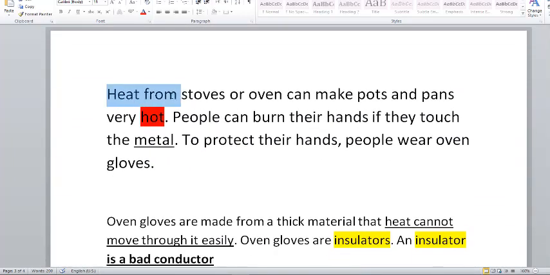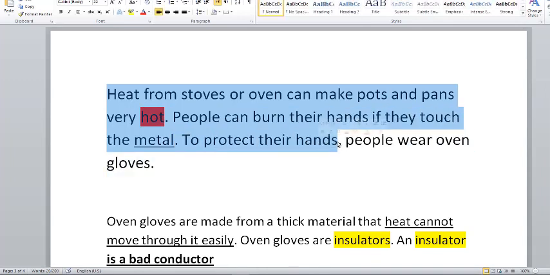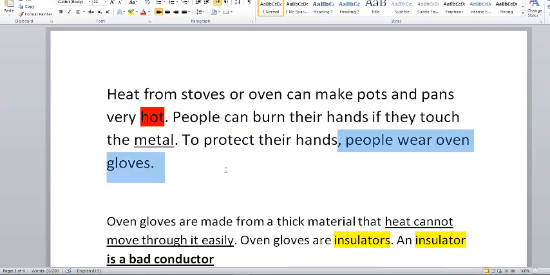Heat from stoves or ovens can make pots and pans very hot. People can burn their hands if they touch the metal. To protect their hands, people wear oven gloves. That's why we wear oven gloves, so that we protect our hands.